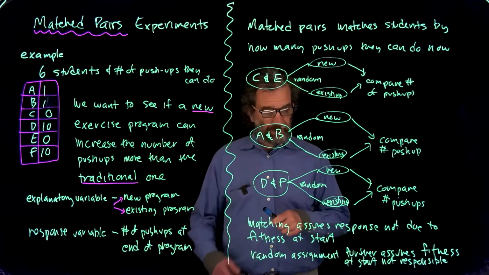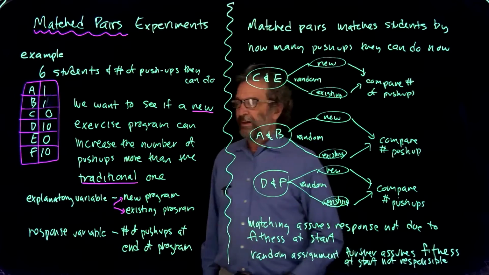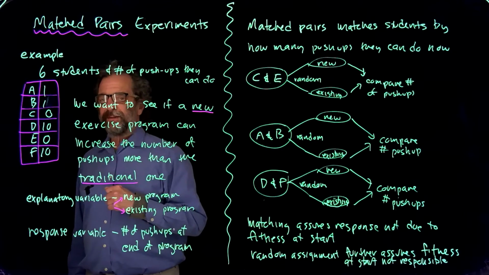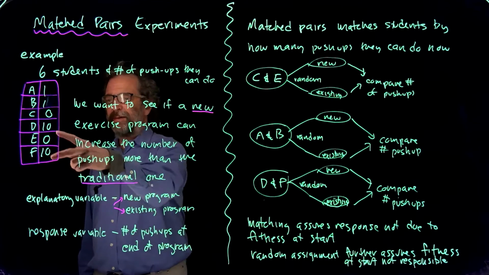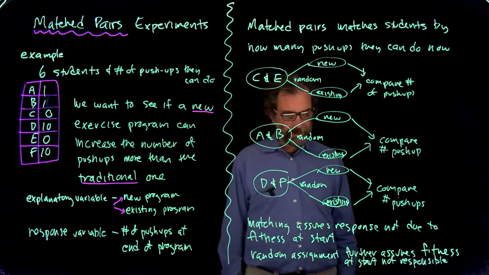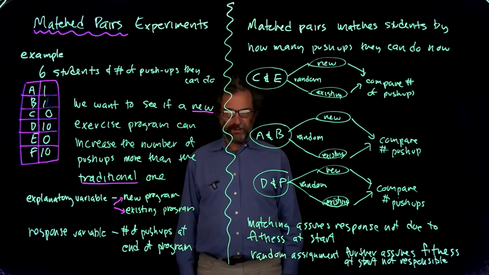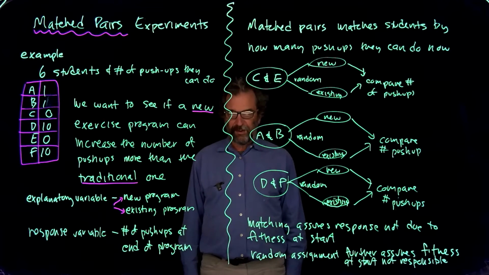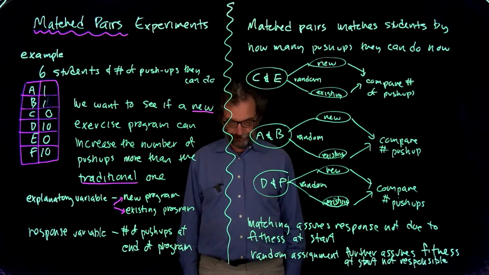Matching tries to assure the response is not due to fitness at the start, because it's a way to gauge fitness, and fitness at the start could be responsible for how many push-ups you can do at the end. The difference between 1 and 0 push-ups might not be meaningful. Maybe 10 is. I don't know. And random assignment further assures fitness at the start is not responsible, or other variables you didn't measure are not responsible. We try to do that. That's how random assignment works. It tries to randomly scramble up those initial variables so that they don't systematically get associated with whatever the better treatment is or whatever the worst treatment is, or create an illusion that one treatment's better than the other.